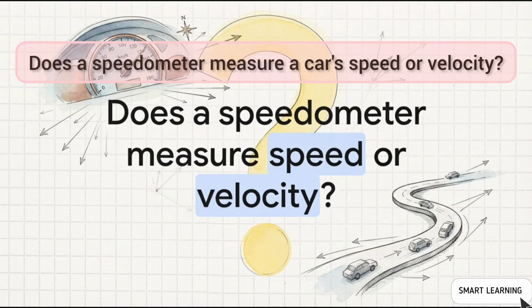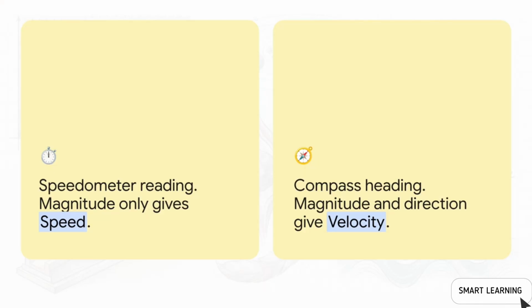Moving right along, question 2. Does a speedometer measure a car's speed or velocity? It's an instrument we look at on our dashboards every single day, right? But scientifically speaking, what is it actually telling us? So, a speedometer measures the speed of a car, not its velocity.